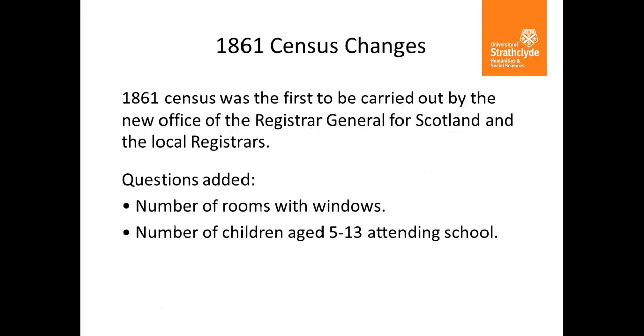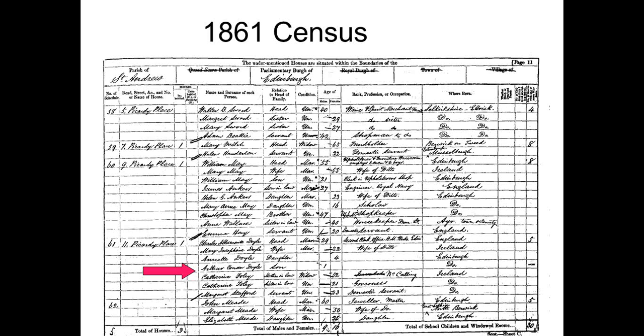By 1861, we now had the Registrar General having put into place the statutory records, and questions in that census they began to ask about the number of rooms with windows and the number of children who were attending school. And an example here, again, we've got just highlighting we have someone who's born in Ireland. So just to let you see that that often is what you'll get. As you'll see here, we've got people born in England.